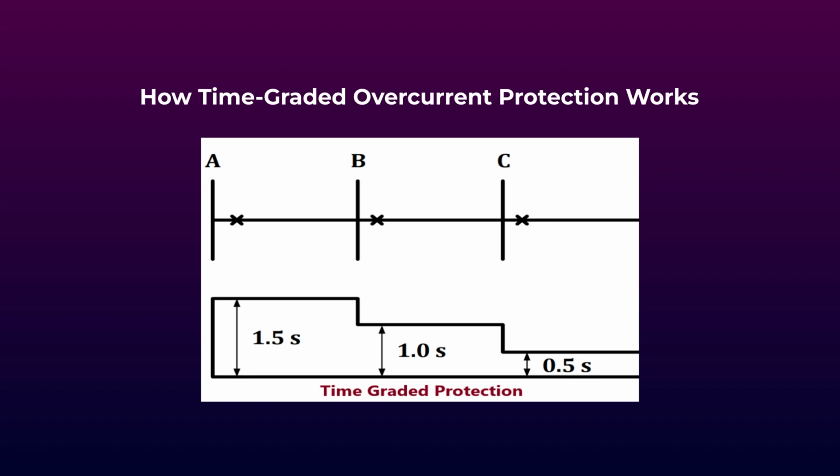But when the circuit breaker of section C fails, it means the fault remains uncleared. In this situation, after 1 second, the relay of section B operates and trips the circuit breaker of section B. But if the circuit breaker of section B also fails to operate, then after 1.5 seconds, the circuit breaker of section A trips.